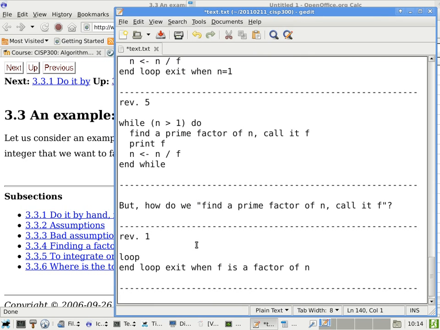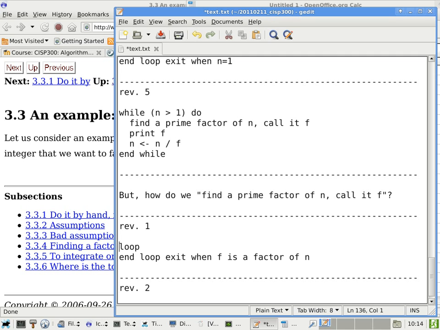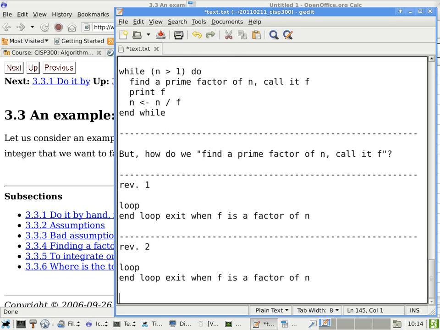So in the next step, in revision 2, I'll make one slight modification. There has to be a better way to say f is a factor of n, and this is when it makes sense to use expressions and comparisons. It is n mod f equals 0. The mod operator is kind of like a division operator, except it does not return the quotient of the division, it returns the remainder of the division.